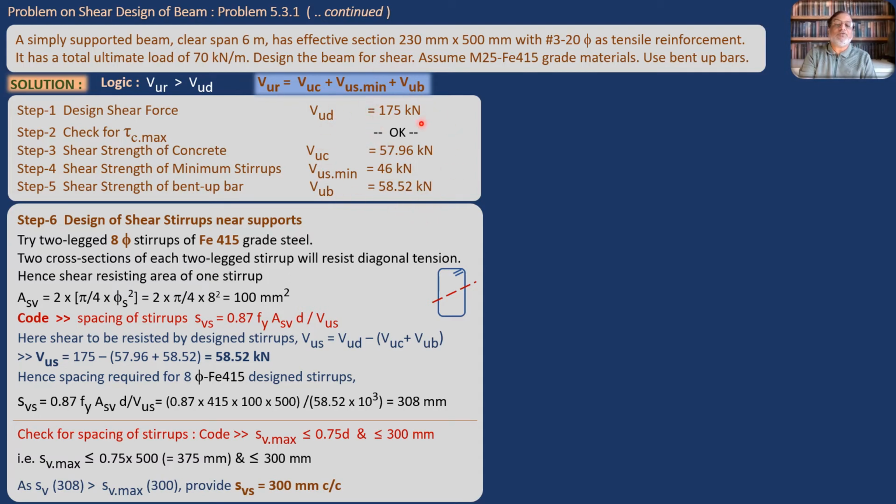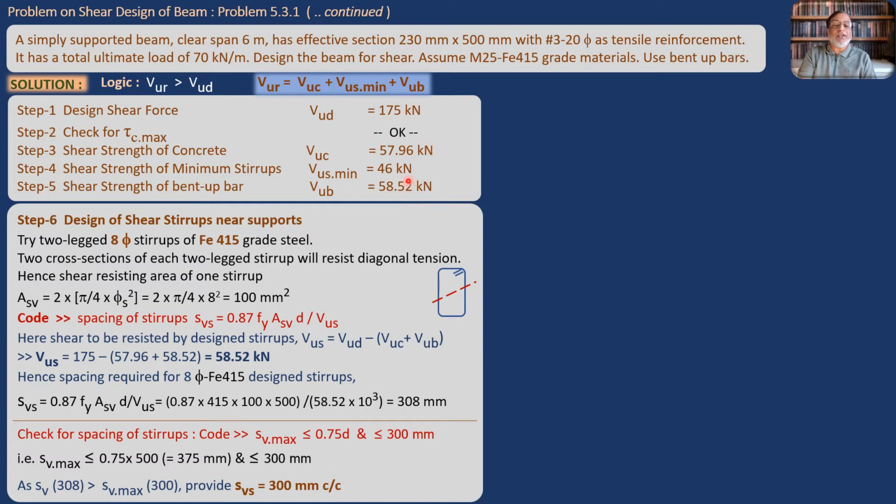Finally, we want to resist 175 kilonewton shear force. But out of that, 157.96 is already resisted by concrete and bent up bars are resisting 58.52. Minimum stirrups were resisting 46, but now we are not using these minimum stirrups because we found in the earlier step that they are not sufficient. So we will remove these minimum stirrups and we will provide a higher value of shear reinforcement.